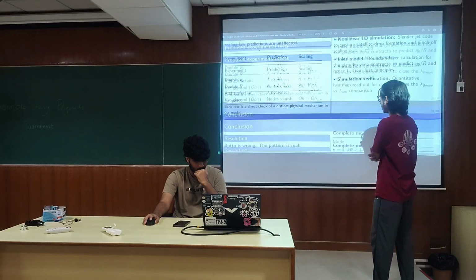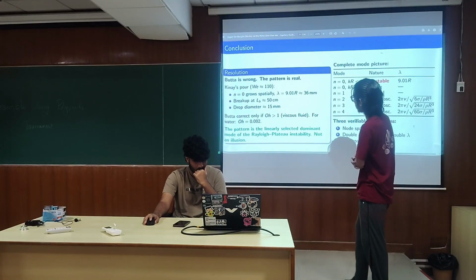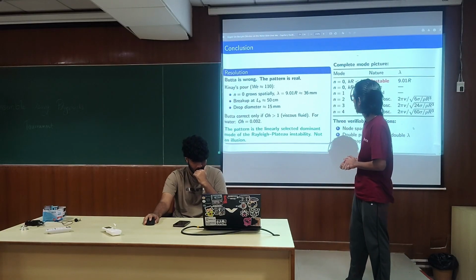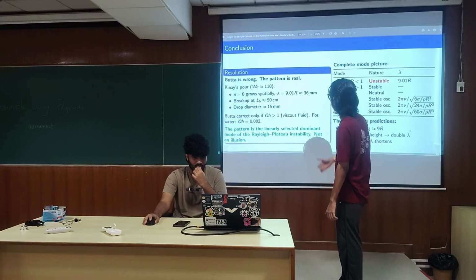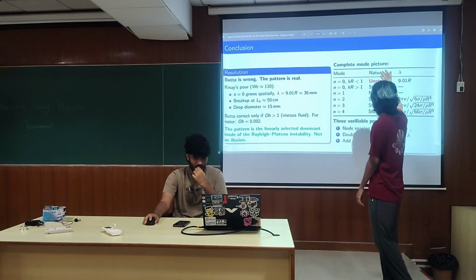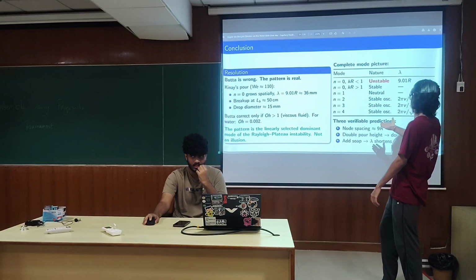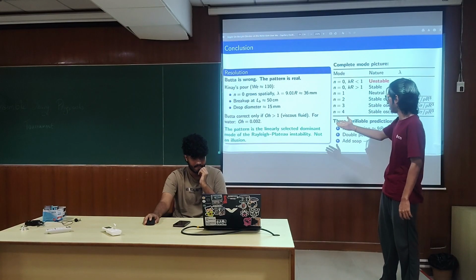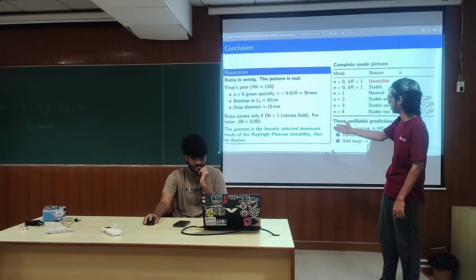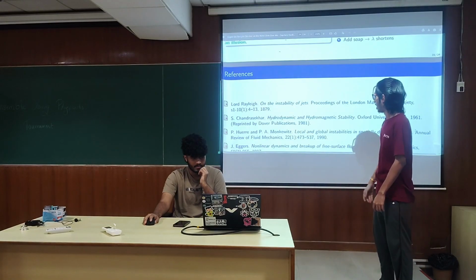Let's move down. And thus you have the conclusion that the rebuttal is wrong, the pattern is real, and Kinai's score we have wave number 110 which goes spatially, and these are the characteristics of the wave. And these are three variable predictions: the known spacing, mode, and the pattern in the linear intersected dominant mode of the Rayleigh pattern. The instability is not an illusion. Let's move down, and these are the references.